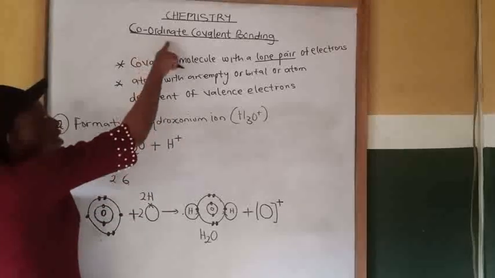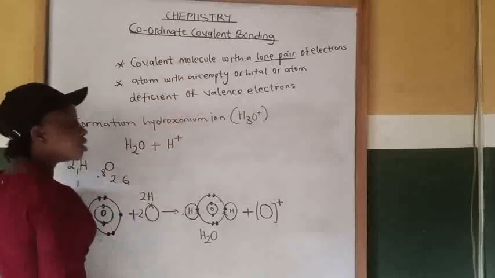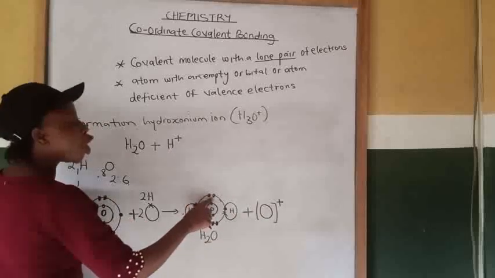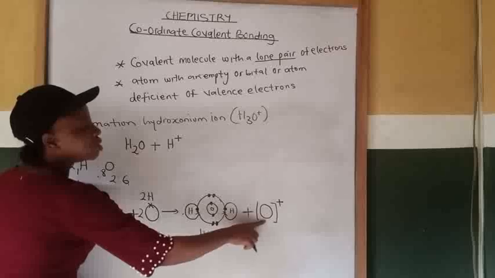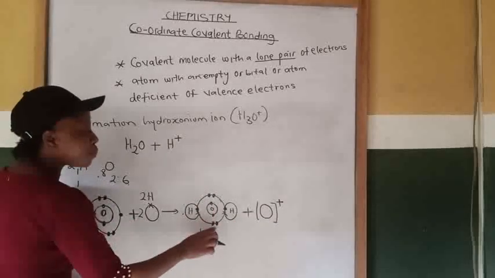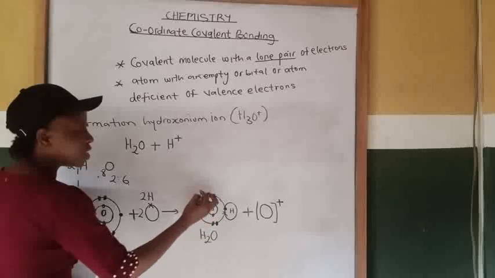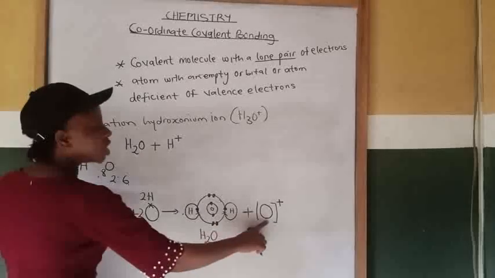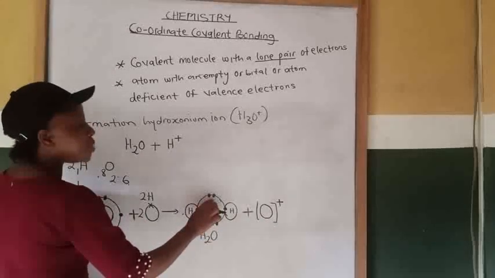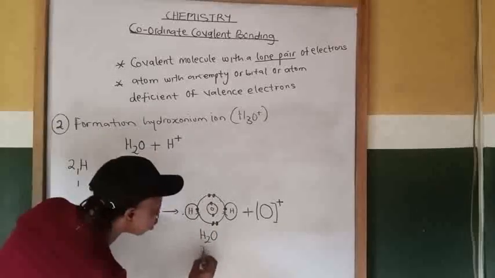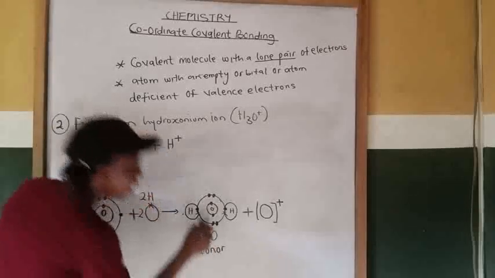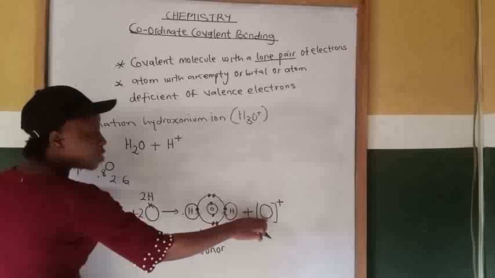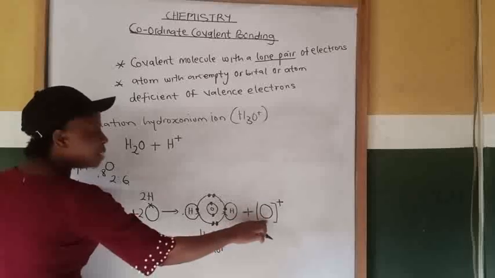Then to form a coordinate covalent compound, it will pair with a lone pair of electrons. So the hydrogen with an empty valence orbital, we have 2 lone pairs of electrons now. This is one lone pair, this is another lone pair. So hydrogen can pair with any of these lone pairs of electrons. The water molecule will be a donor that will give out a lone pair of electrons, shared with the hydrogen with an empty valence orbital.